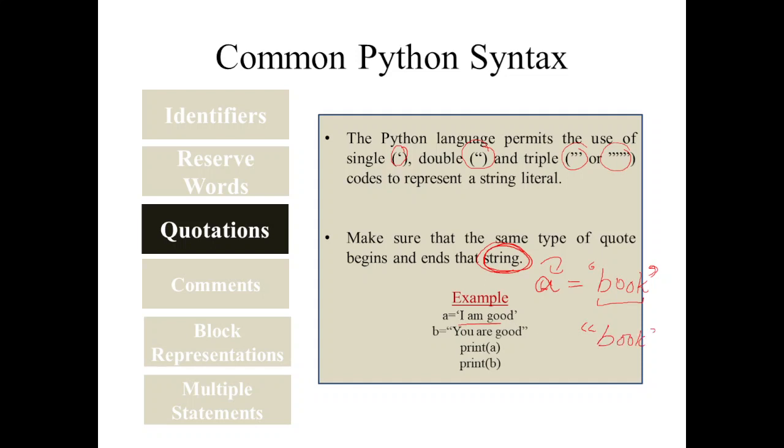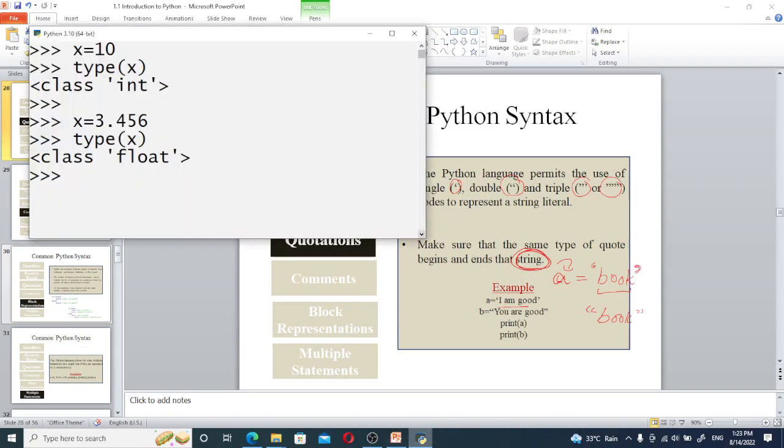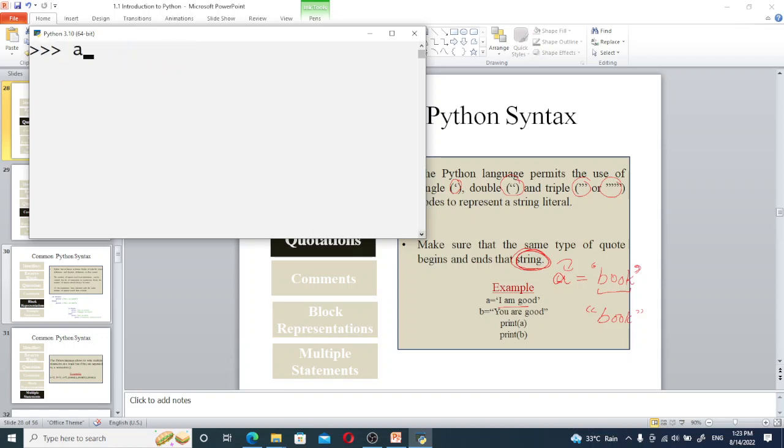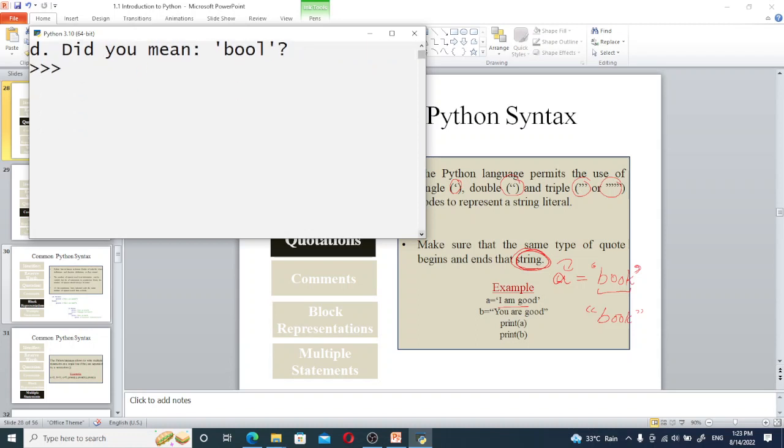For example, let me cross check it from our Python program so that it is clear. You can check it here. I use a variable a and I want to store book in it, but it is not stored because it is not a number. It will not be stored in this form. I must use another method. I will use quotation at the start of book and at the end of book, and it will be stored now.